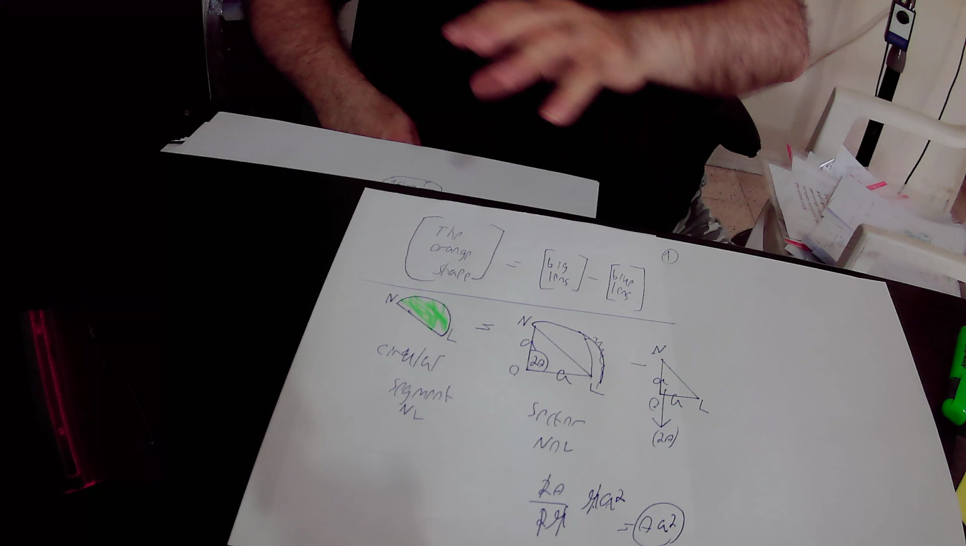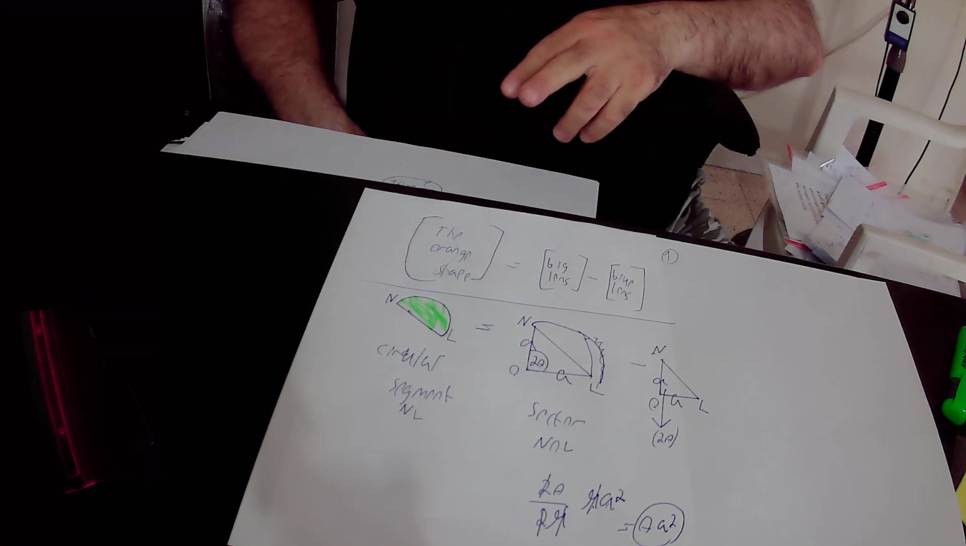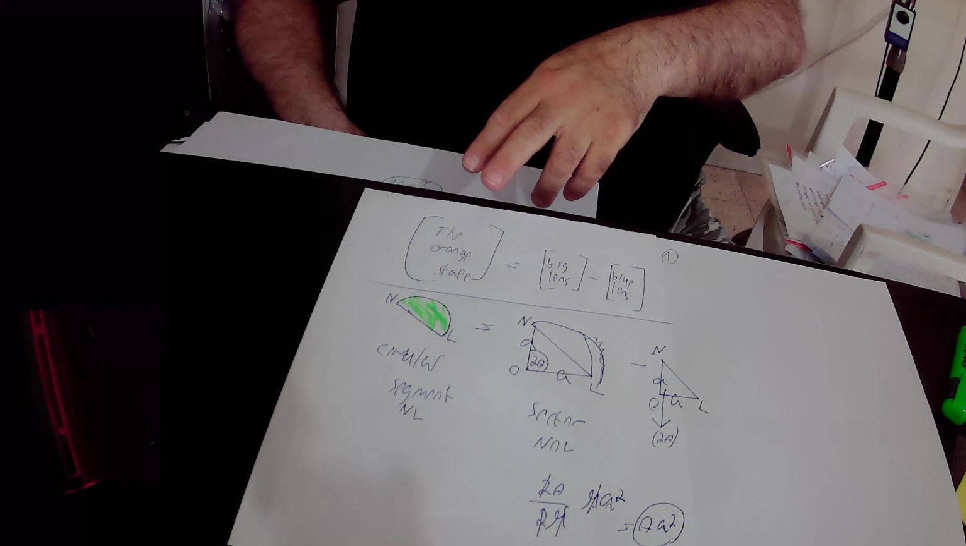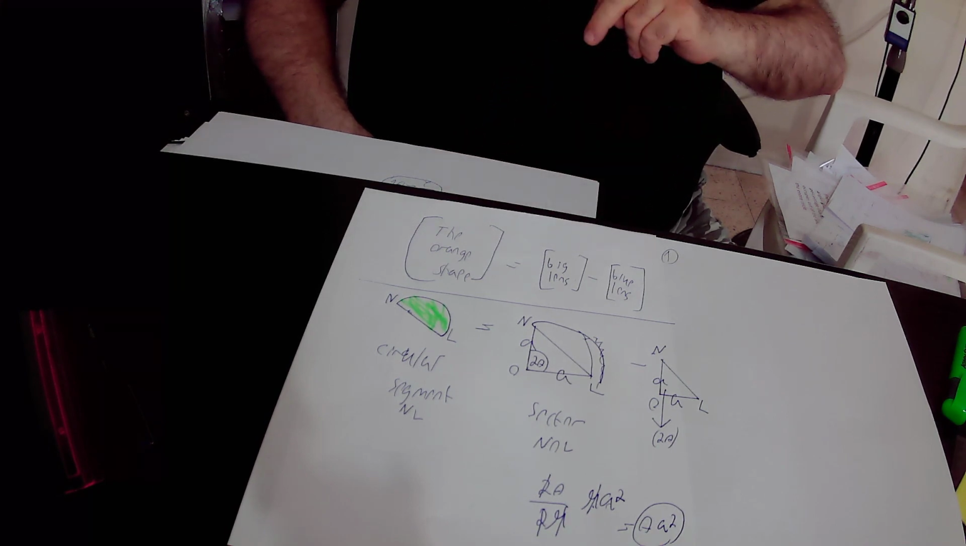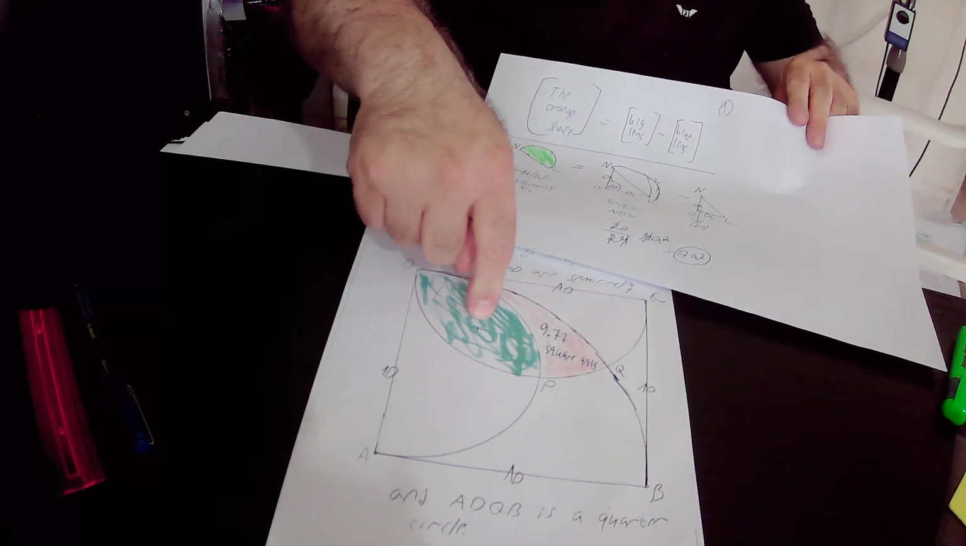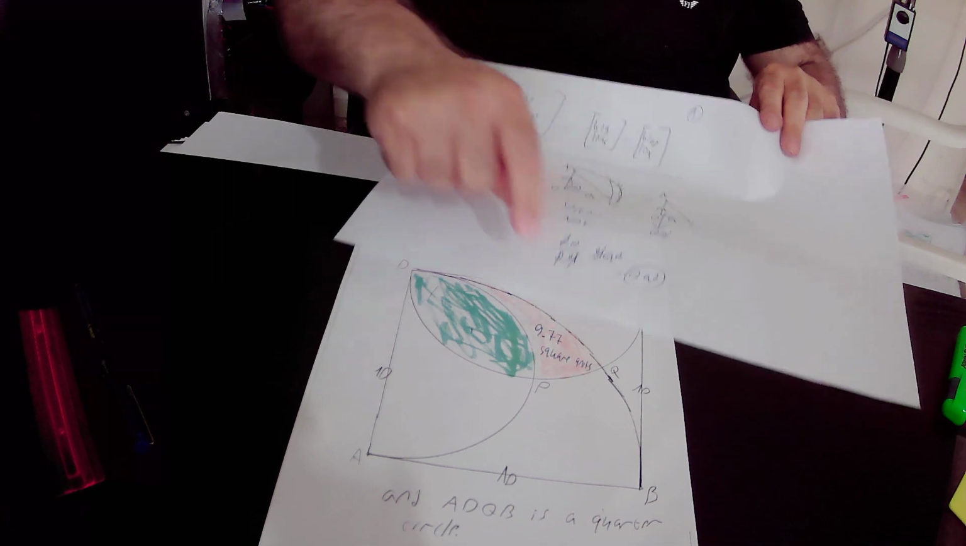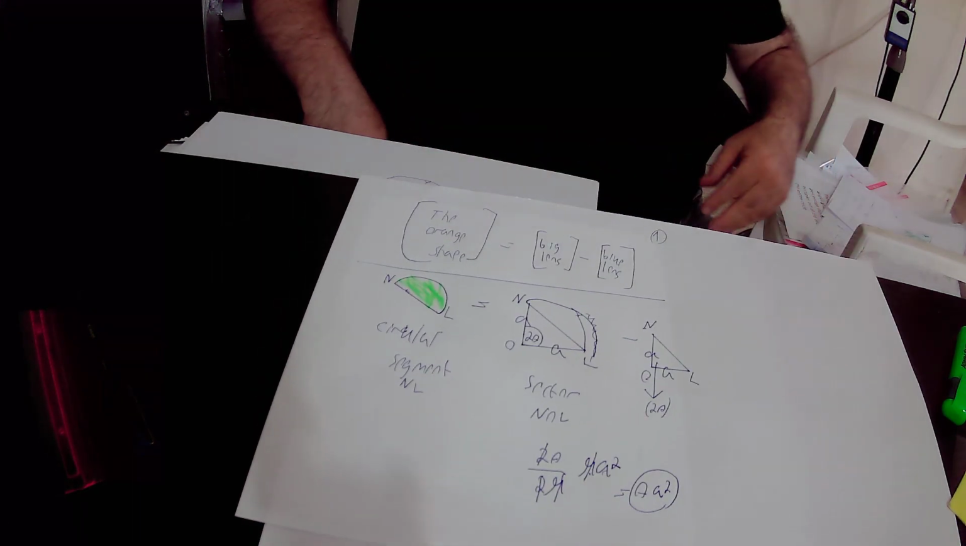So I already mentioned the general idea of how to solve the question: the orange shape equals the area of the big lens minus the area of the small lens. The area of the big lens minus the area of the small lens will give us the area of the orange shape. Okay?